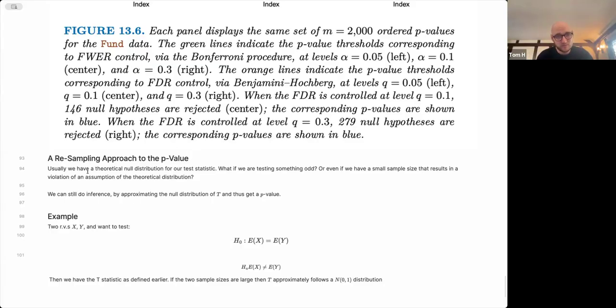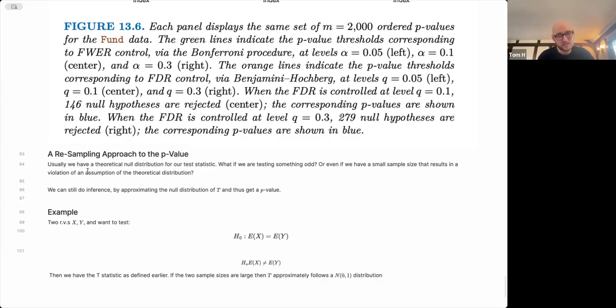And the rest of this chapter basically says that that's okay. You can still do inference, but you need to approximate this null distribution of the test statistic first so that you can get a p-value and then decide whether to reject or accept your hypothesis. I started writing out the example and then thought that's enough of that, and I'll just leave that there. But have a deeper read if you're more interested.